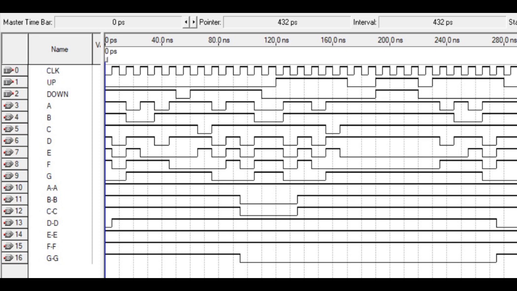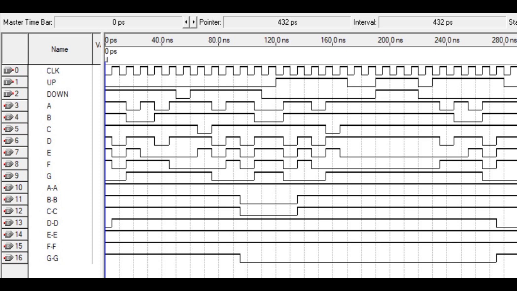And this is our result from the waveform. So we start from the counting down. If starting with the counting down, the A, B, C represent the number on the 7 segment, and AA, BB, CC, DD, EE, FF, GG are for presenting the alphabet on the 7 segment.